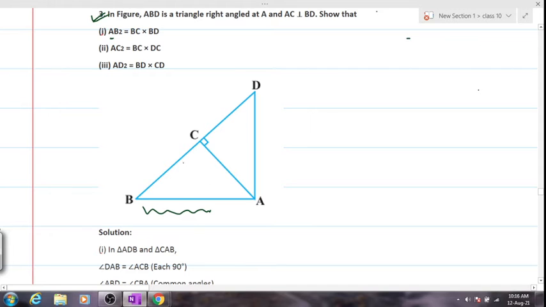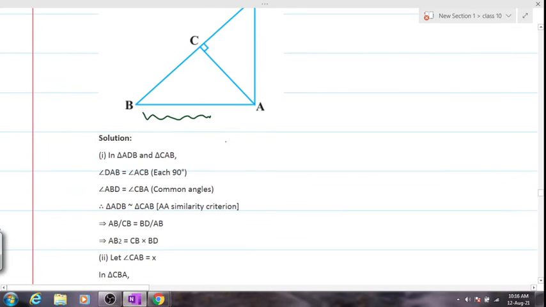Can we apply Pythagoras theorem in this small triangle as well as this entire big triangle? Yes or no? First of all, we have to prove that these two are similar triangles, and I don't think it will be a big ask for you all to prove it's a similar triangle. This angle will be common and this angle will be 90 degrees. Angle similarity. Is it clear?